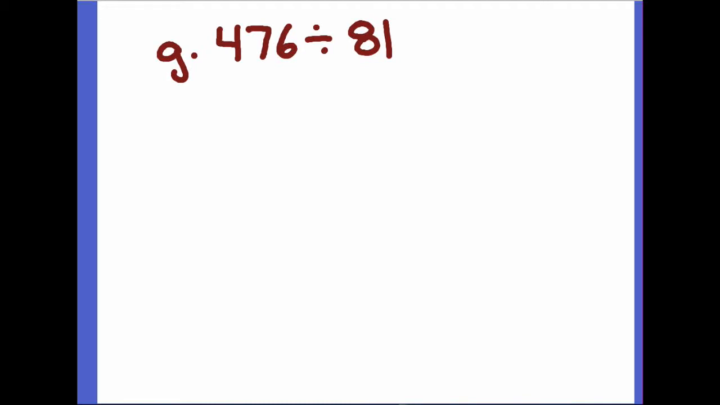Okay, number 3 in my class. What's the first thing you had to do with that problem? The first thing you're going to do is round up the divisor to 80, because the 1 is lower than 5. Okay, so that becomes 80. So what's going to be our main number then? Which row are we going to be looking at?